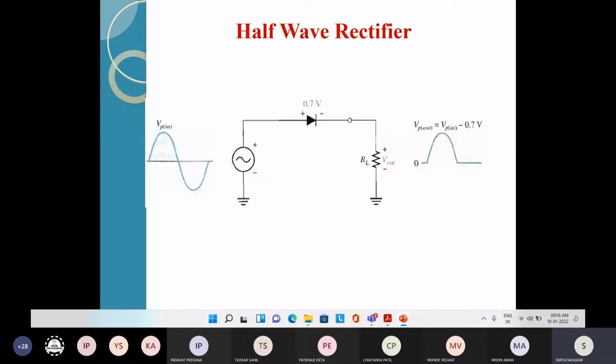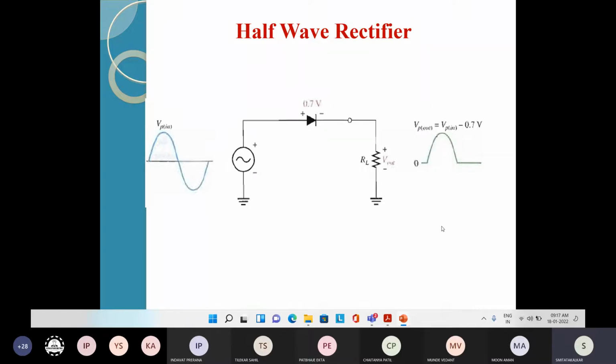This voltage required is 0.7 volt. This is the barrier required for the conduction of the diode. This is the minimum voltage at which the diode conducts, 0.7 volt, and it is connected to the load resistor RL. L means load and R is the resistor, with respect to the V out. That is the meaning of the output voltage VP.